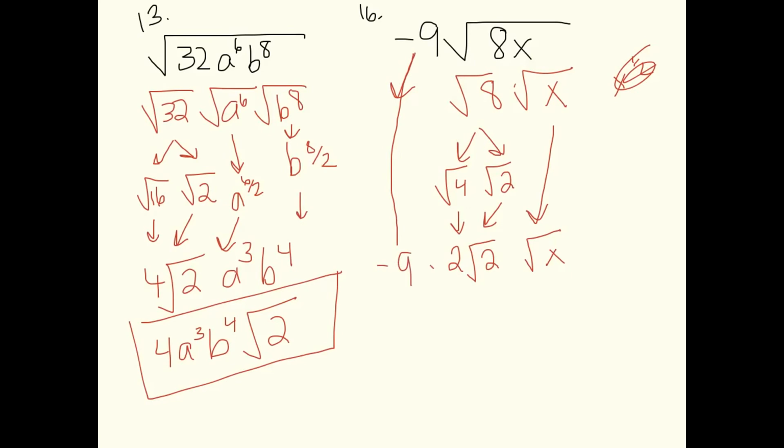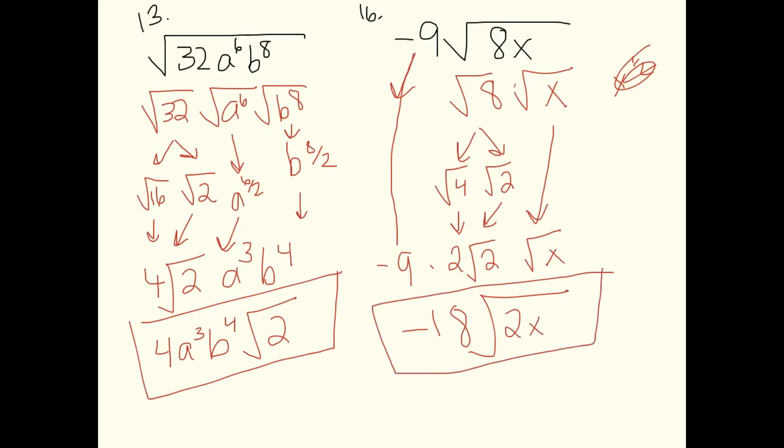So now we just need to put things together. -9 times 2, we've got -18. And then we have the square root of 2 and the square root of x, and they can go together under the radical. There you go. Now be sure to try the rest of the examples on your own, 7 through 16, and we'll check them together in class.